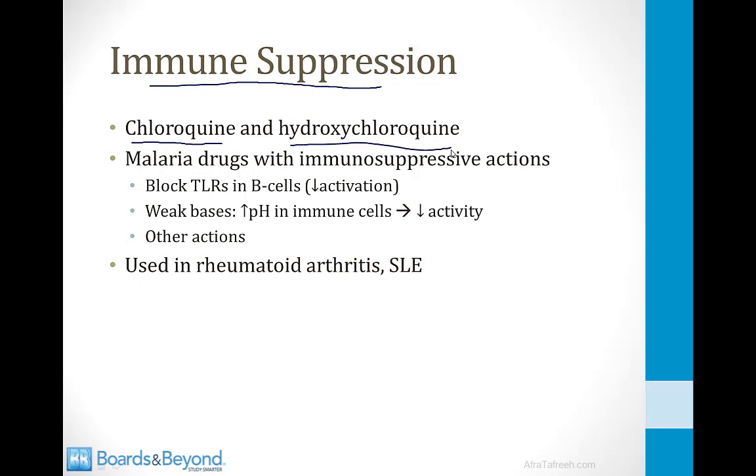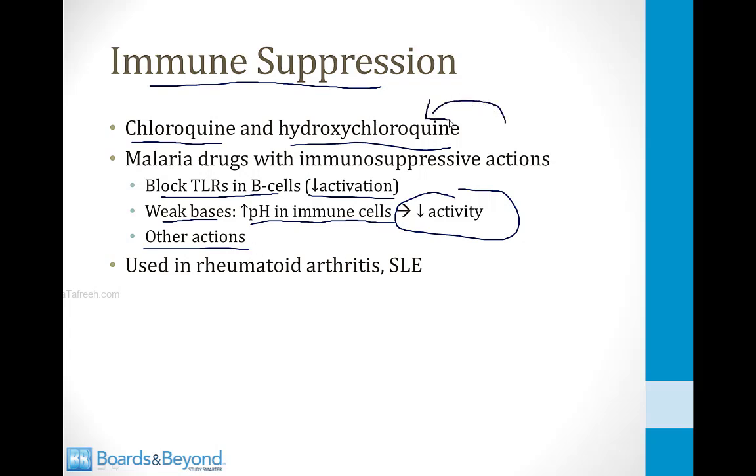Their mechanism of action to suppress the immune system is not clearly understood, but they have been shown to block toll-like receptors in B cells, which leads to decreased activation. In addition, they are weak bases, and they raise the pH in immune system cells, and it's believed that this makes them less active. There are also many other actions that have been described for these drugs. So you will see many patients on these drugs, particularly on hydroxychloroquine. It also goes by the name Plaquenil, and you will see patients taking that for rheumatoid arthritis and sometimes for lupus.